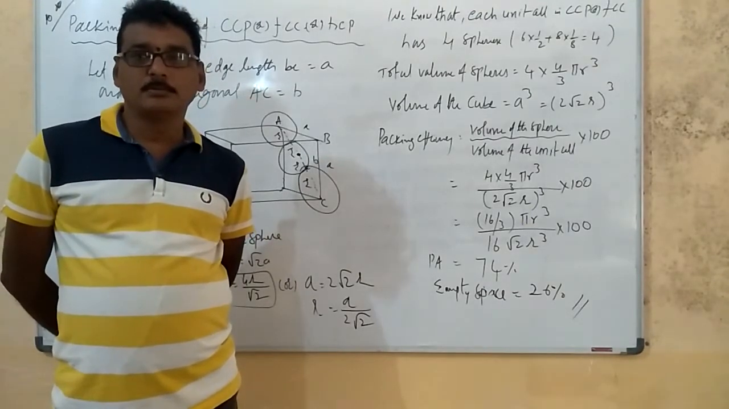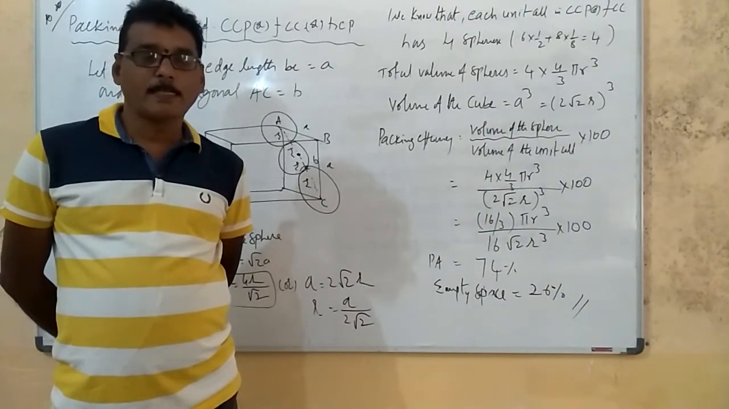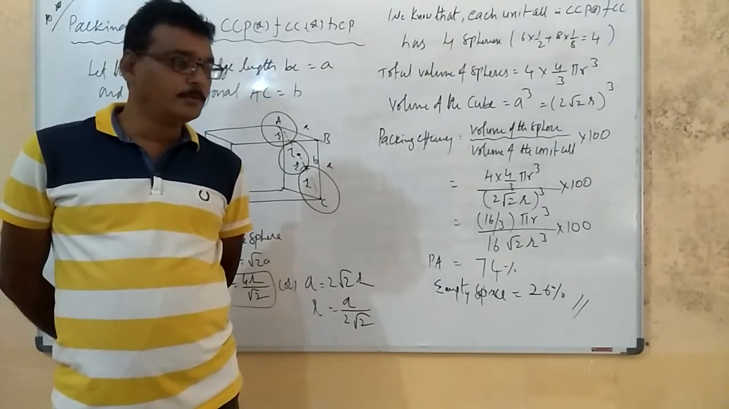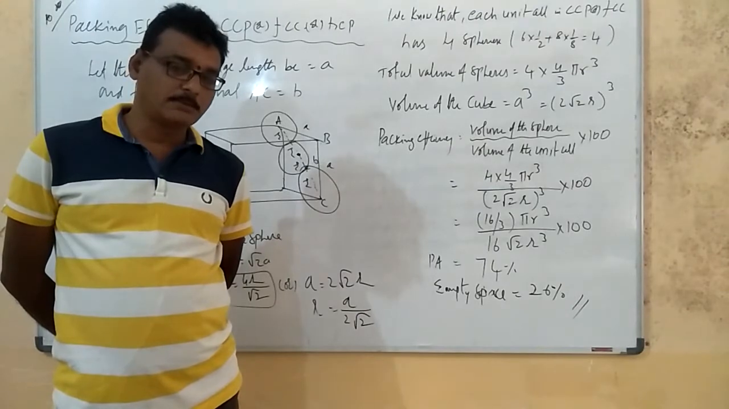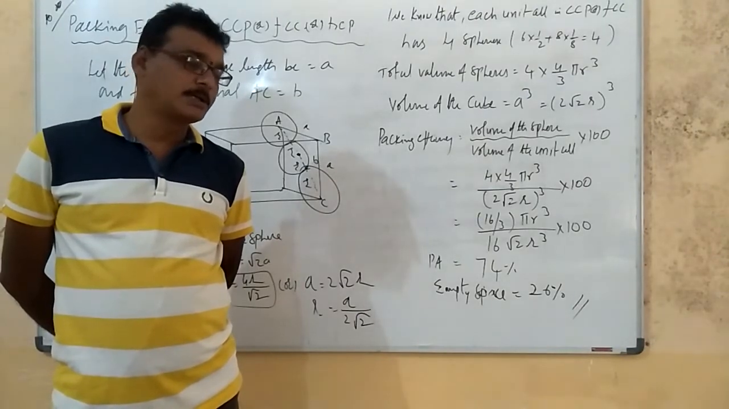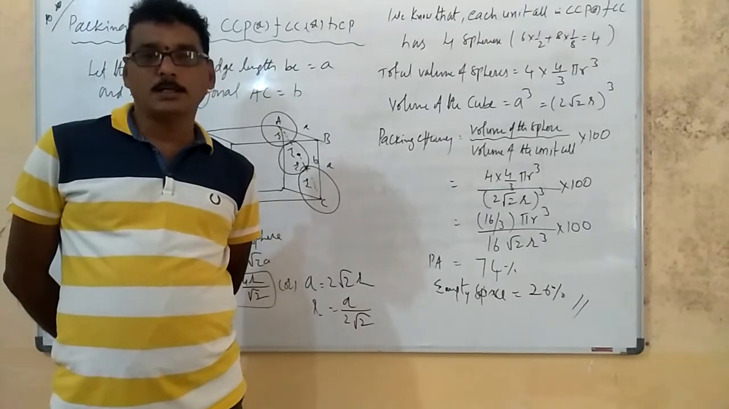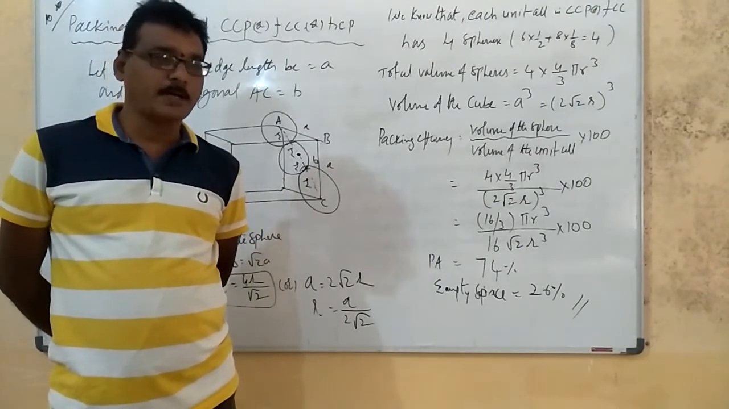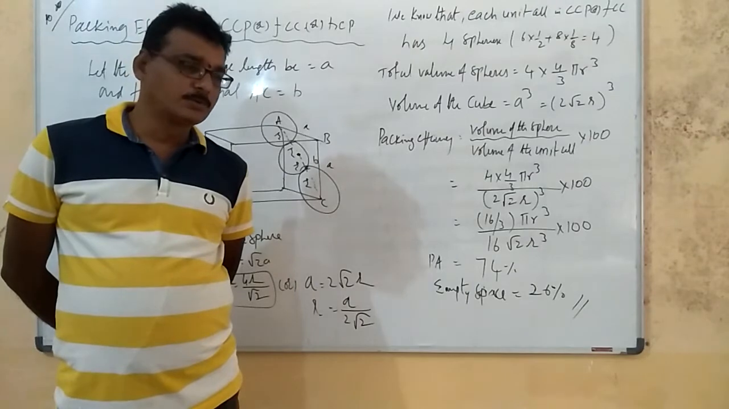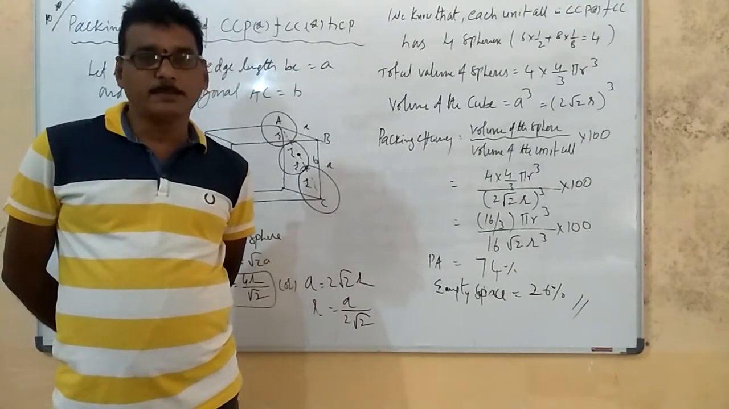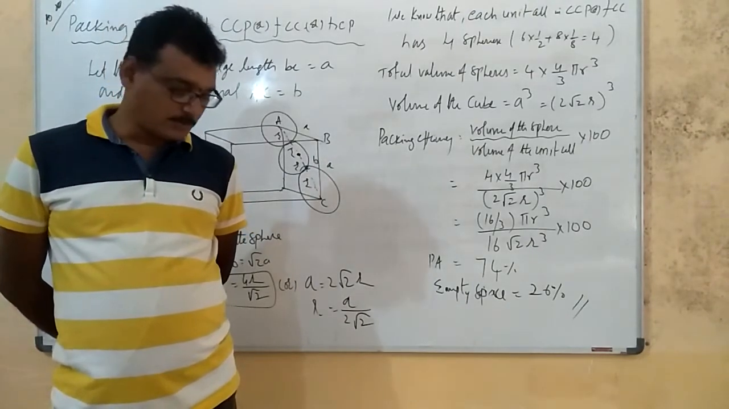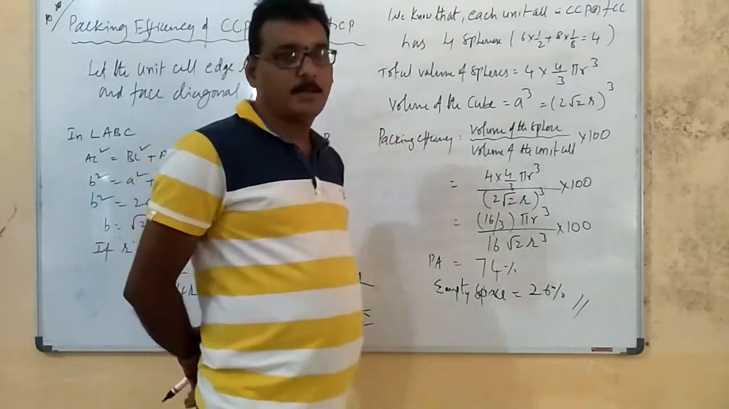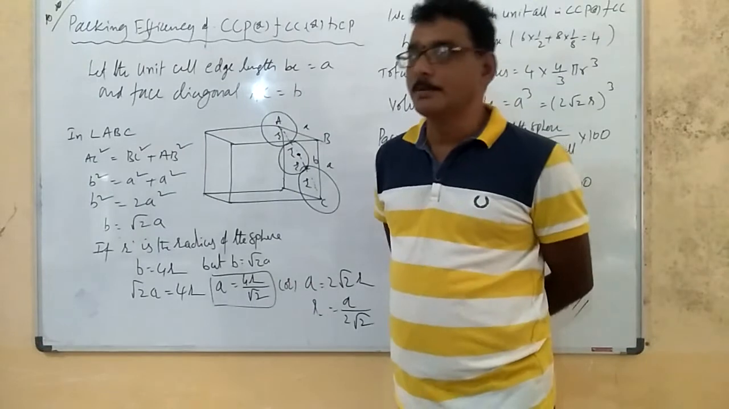So today we will explain the third one, the packing efficiency of cubic closed packing, or another name, face centered cubic, and the last name is known as hexagonal closed packing. So today's last derivation in the packing efficiency is for FCC or CCP or HCP.